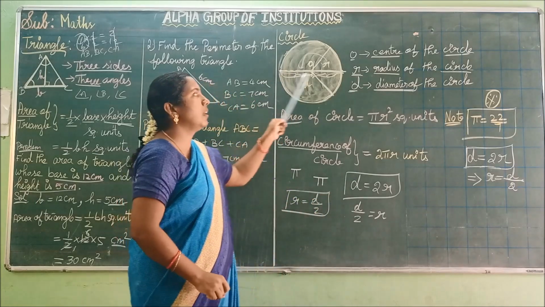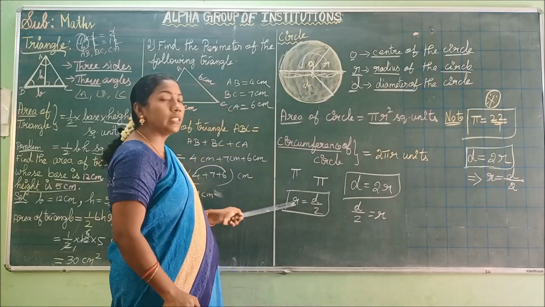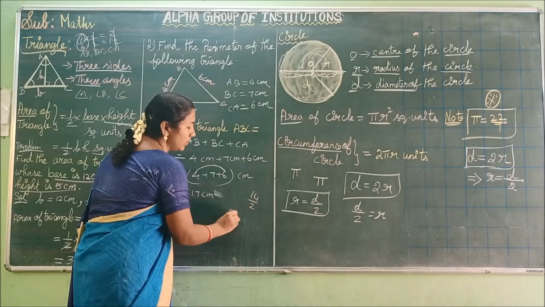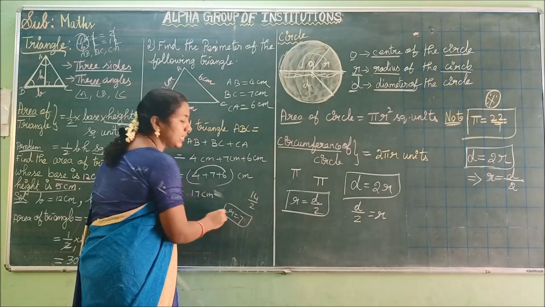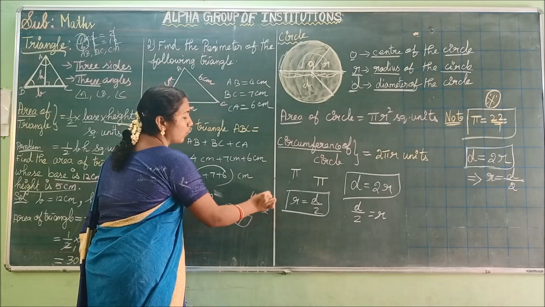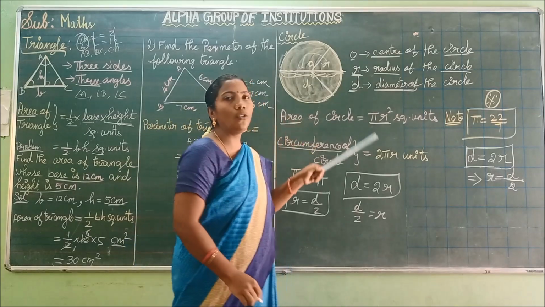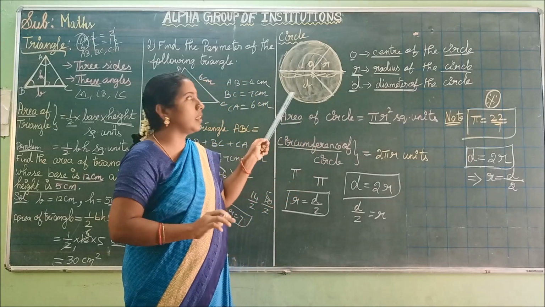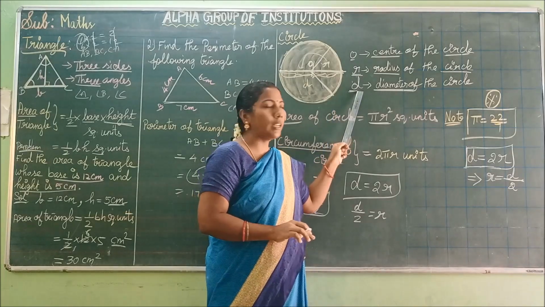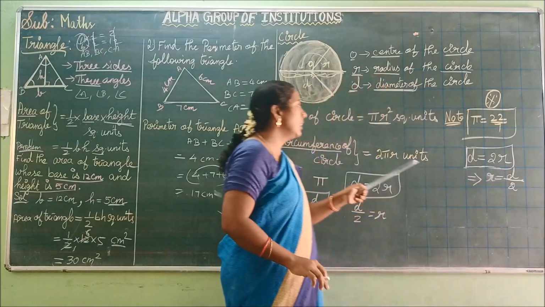Suppose the diameter of the circle is 14 centimeter, what is the radius? Diameter is 14. So 14 by 2. What is your answer? 7. So its radius is 7. Suppose diameter is 10, what is your radius? 5. So the radius is 5. So the details you have to remember regarding the circle are its center, its radius, its diameter, the relation between the diameter and radius, and its formulas.